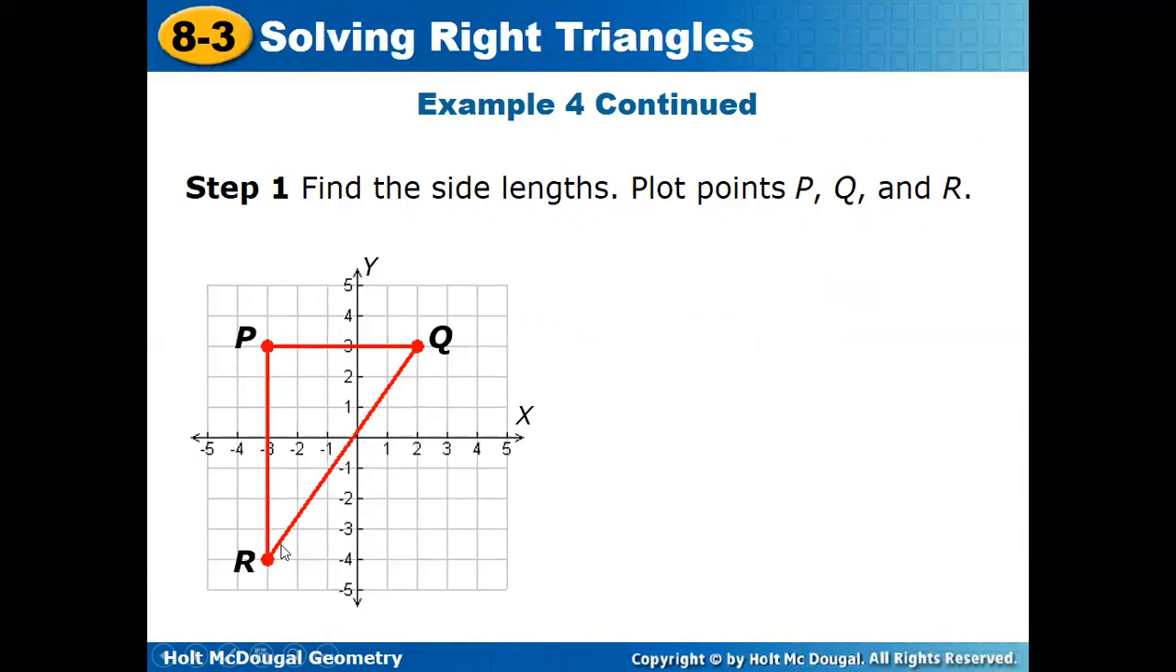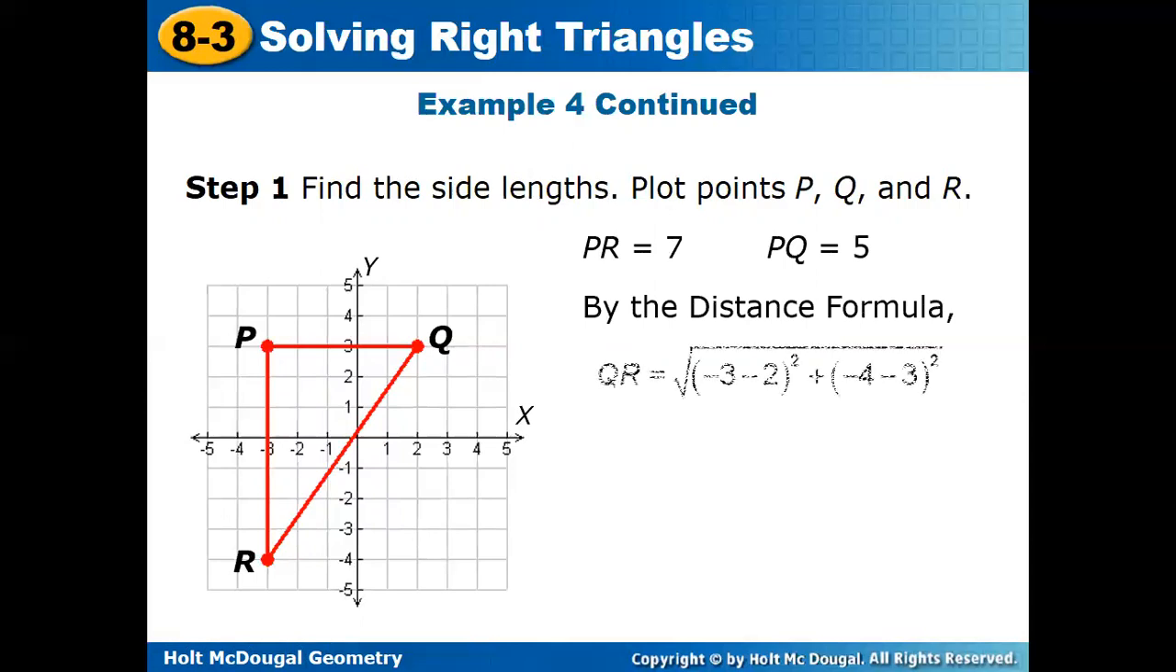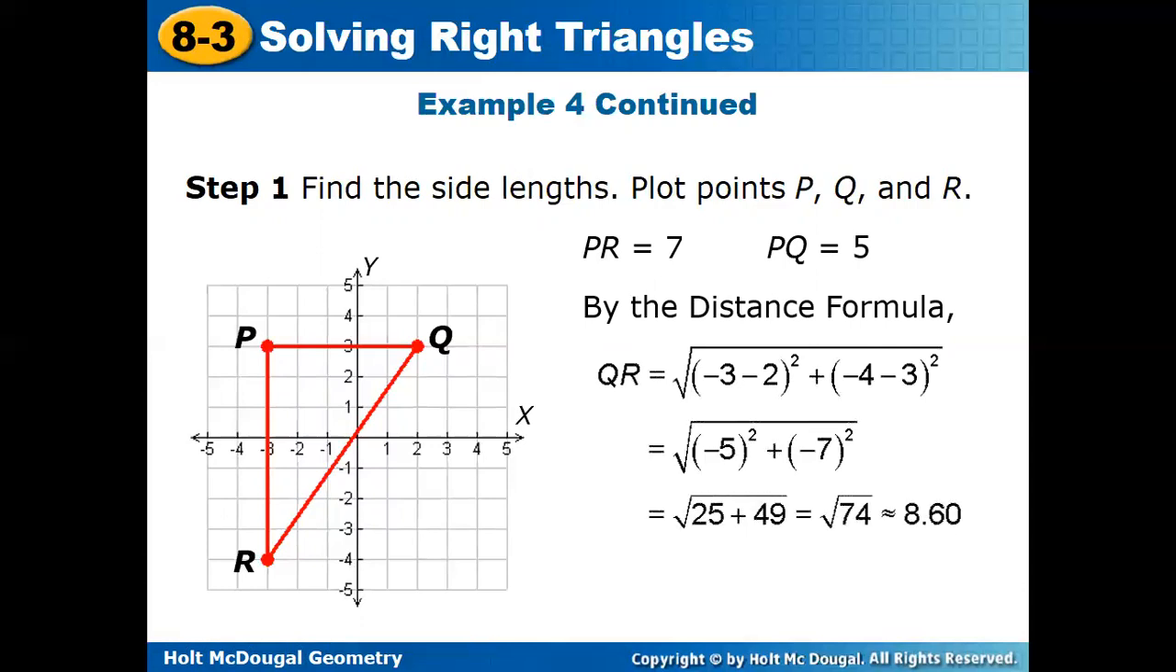Now the length of RQ, you can find by using the Pythagorean theorem, or you can find it using the distance formula, they are the same. It will be approximately 8.60. Now I have the three side lengths of the triangle. We want to find one acute angle, R or Q, any one of them, and the second angle will be the complementary for this angle.